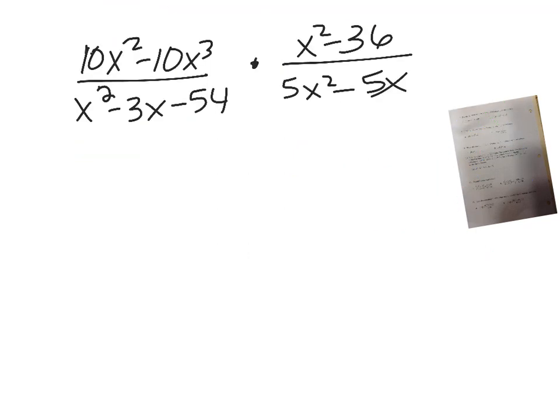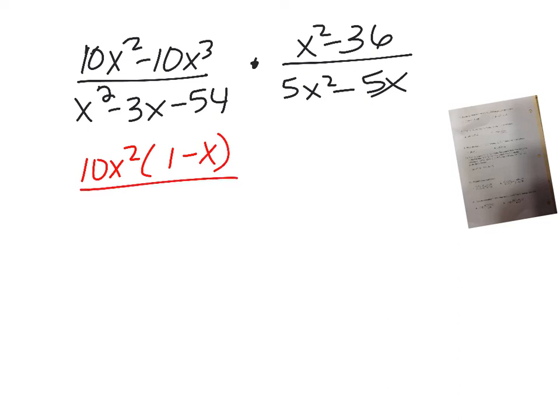Okay, so number 11, we're simplifying. We are multiplying the two rational expressions here. So remember, first you want to factor and then reduce. So in the numerator, there is a GCF. The GCF is 10x squared times 1 minus x.